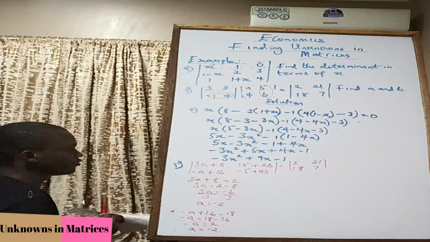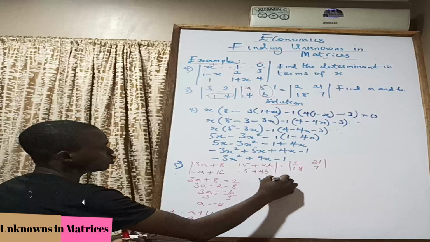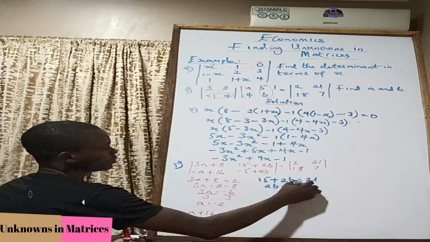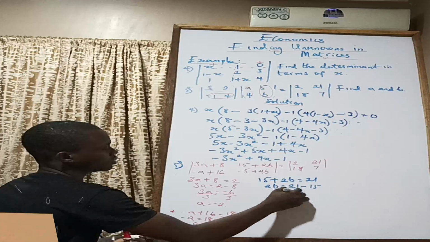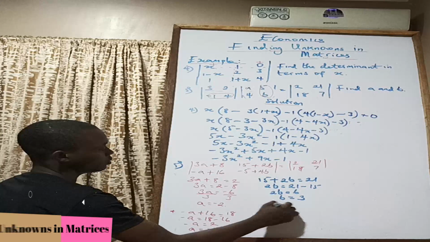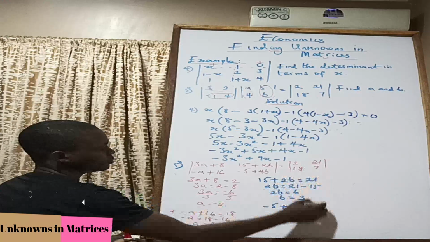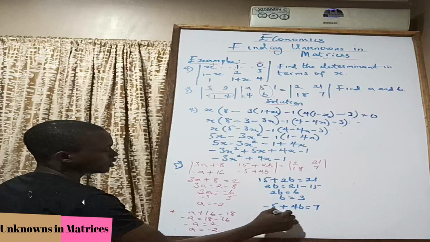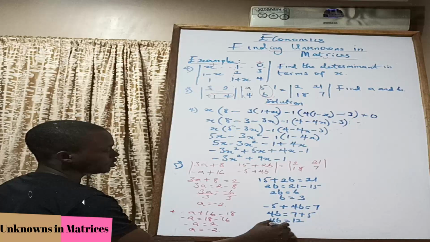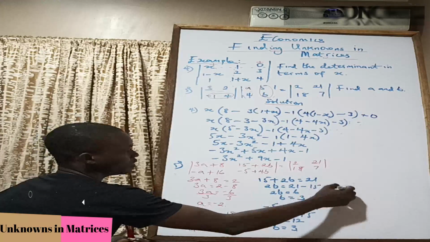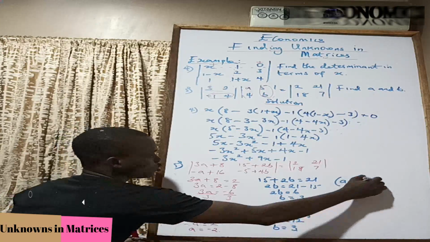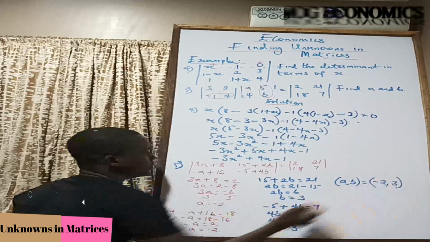Then for b, 15 plus 2b equals 21. So 2b equals 21 minus 15. 2b equals 6 and b equals 3. So to verify, let's use this last one. Minus 5 plus 4b will equal 7. So 4b equals 7 plus 5. 4b equals 12 and b equals 3. So at the end of the day, we can see that a and b equal minus 2 and 3. And with that, we are done.